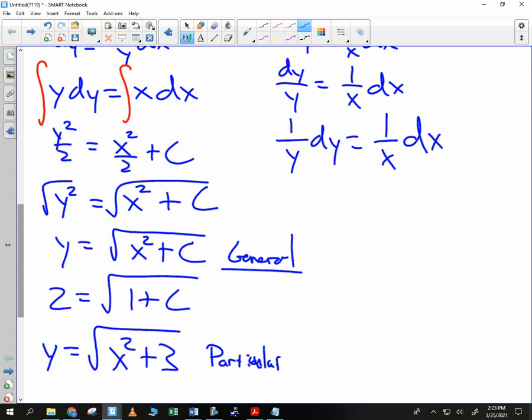So in order to get rid of the dy and the dx, I do the integral of both sides. Do you know what the antiderivative of 1 over y is? Remember that? What's the antiderivative of 1 over x?